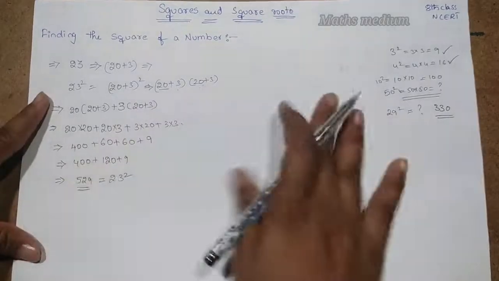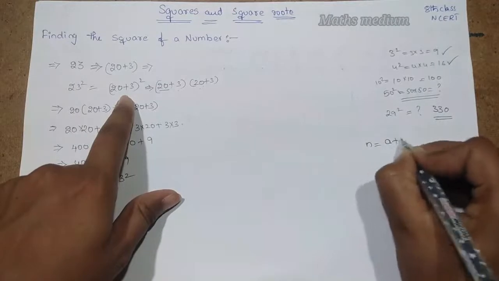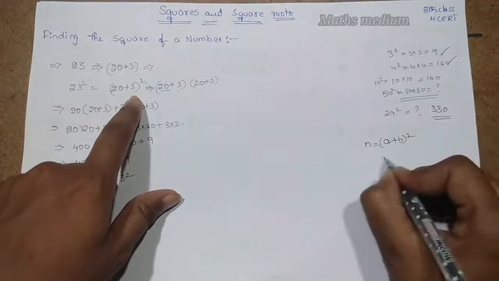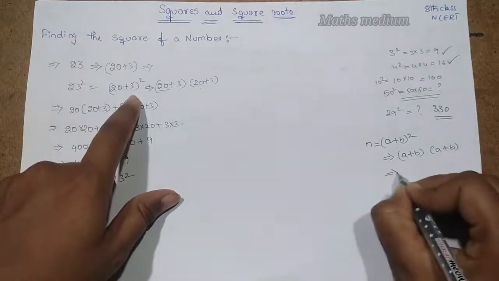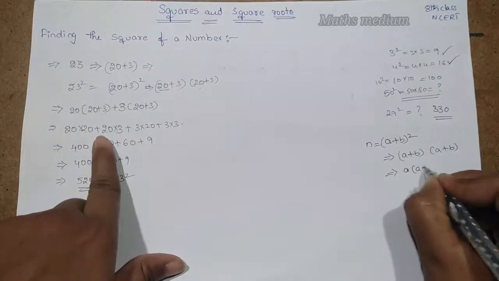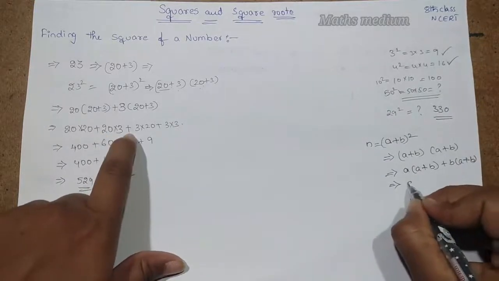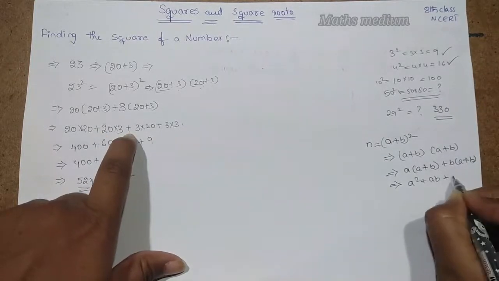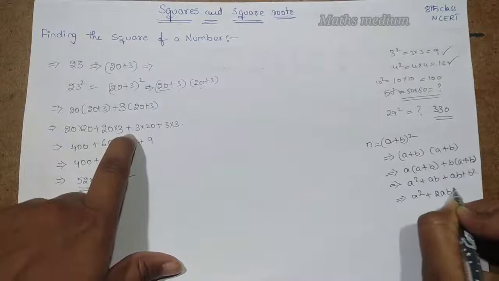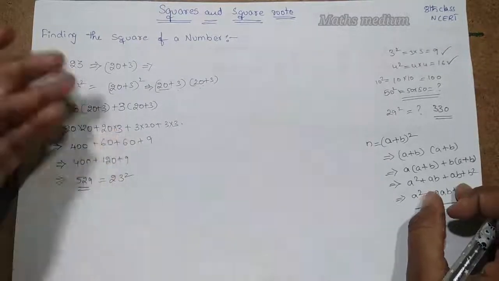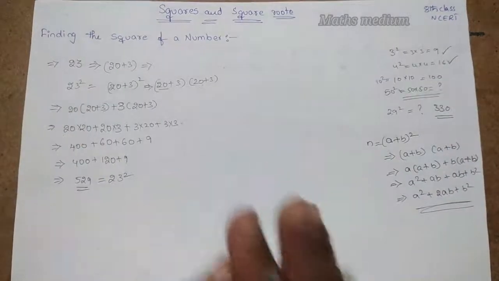I am explaining you with a formula here. See, the given number is equal to n. Let it be a plus b whole square. Now a plus b into a plus b. Here a into a plus b into a plus b, like a square plus ab plus ab plus b square. That is a square plus 2ab plus b square formula. This is the way we have to solve the given number. For any number, by using this formula, we can get the square of the given number.